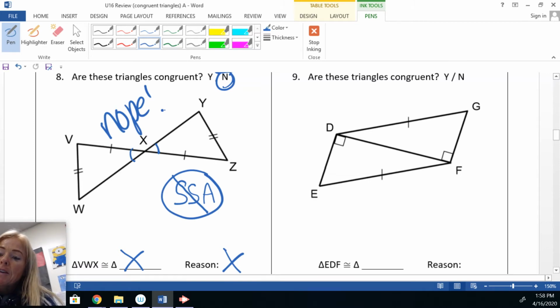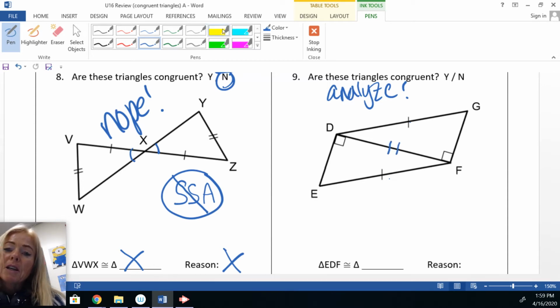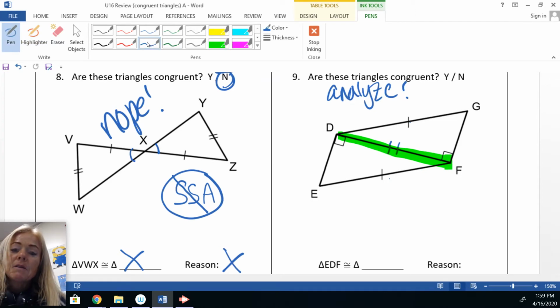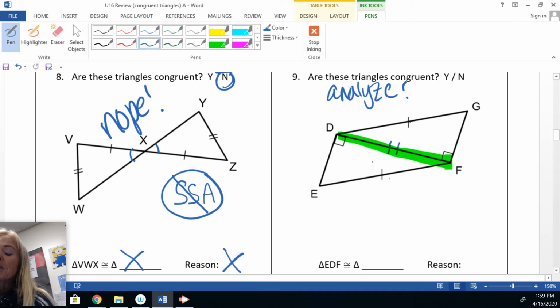All right, let's analyze. First thing is to analyze, figure out for sure if they are and why. And we have a side marked, and we have a right angle that's congruent, and we have a reflexive side. Remember these little reflexive sides. They are congruent to each other because they're the same side, but they're a shared side. All right, so we have side-side angle again, right?